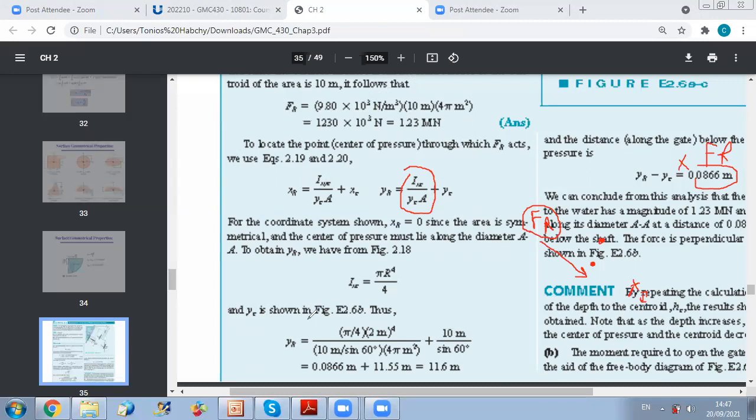Okay, so we will do a lot of problems to practice on forces on submerged surfaces. Yes, I will upload everything. Today I will upload the PDF and I will upload the recording. Okay.